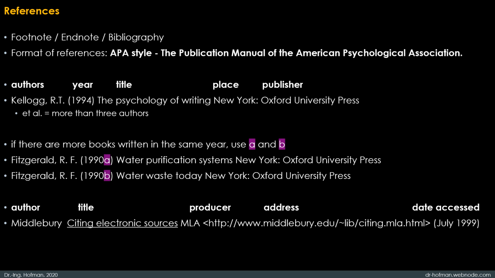References. Footnote provides details about the source of an in-text citation. It's placed at the bottom of the page where the citation appears. Endnote provides details about the source of an in-text citation. It's placed at the end of the article or paper and separate sheet of paper.